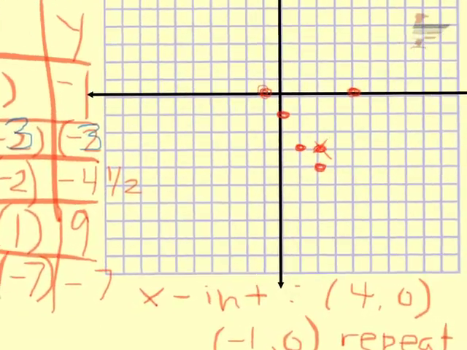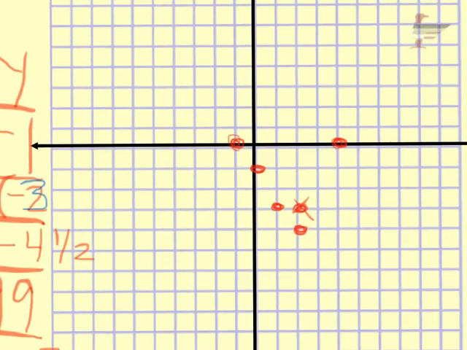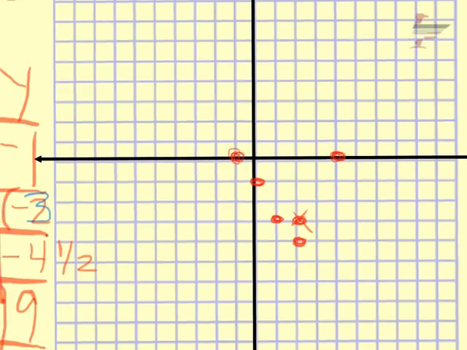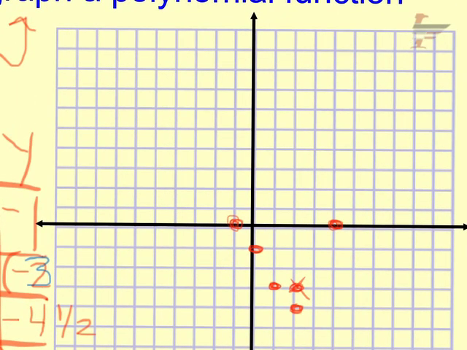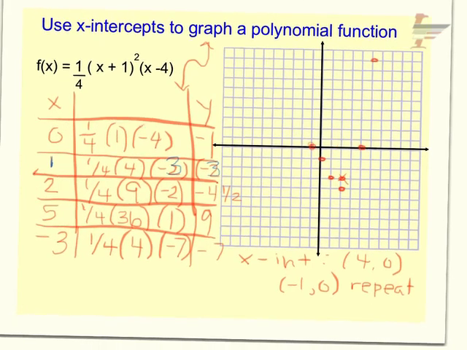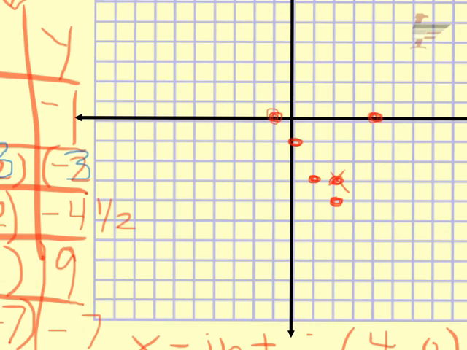5, 9 is my next point. So let's see here. 5, 1, 2, 3, 4, 5, 6. Just scooch this way down. 5, 1, 2, 3, 4, 5, 6, 7, 8, 9 is way up there. And I think the last point I got was -3, -7. Okay, so -3, 1, 2, 3, 4, 5, 6, 7 is right there.